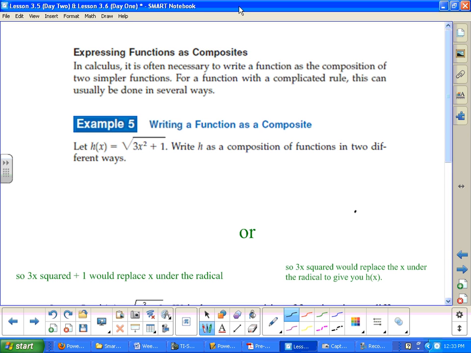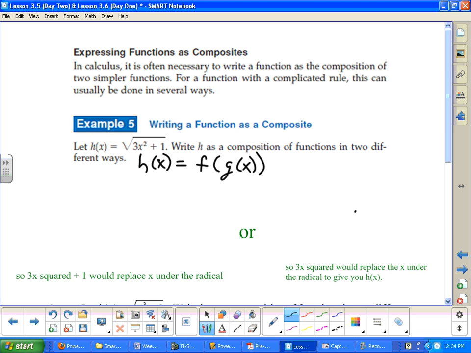So Friday we looked at composite functions and how we get composite functions. And what they want us to do here is to express functions as composites. In other words, they have a composite function here, and we want to write the two functions that make up that composite function. Okay? In other words, h of x here is equal to f of g of x. So I need to find f and g.